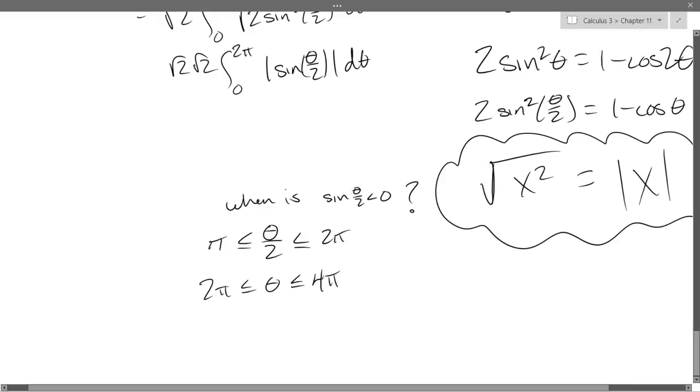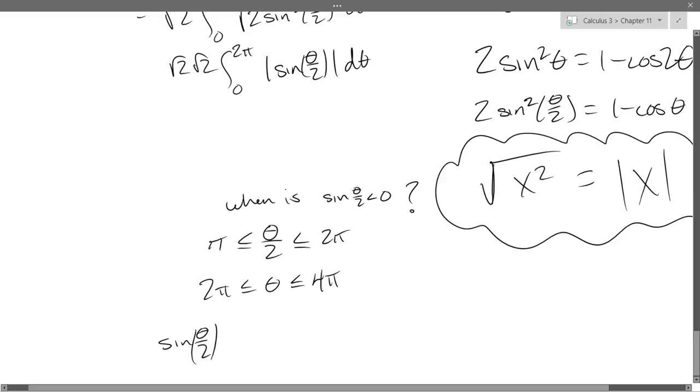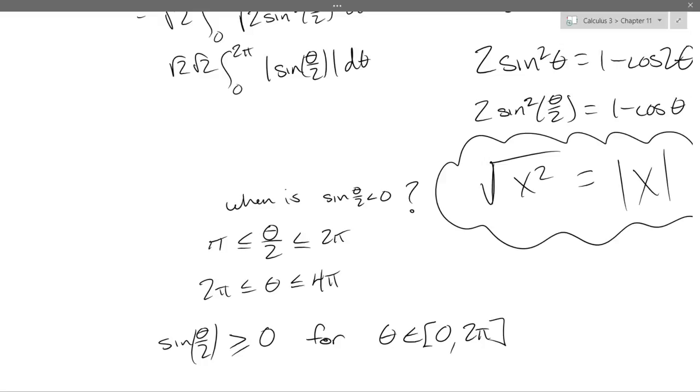Does that make sense? If I went from 2 pi to 4 pi, I'd have to put a negative sign in front of it to go from negative to positive. Wouldn't we have to do it at exactly 2 pi? Yes. At 2 pi, it's 0, so you don't have to worry then. But if you went past 2 pi by any amount, you'd have to use the absolute value, making your negative negative again to make it positive. All right, so it's going to be greater than or equal to 0 between 0 and 2 pi. So we don't need to worry about absolute value. It's going to already be positive.